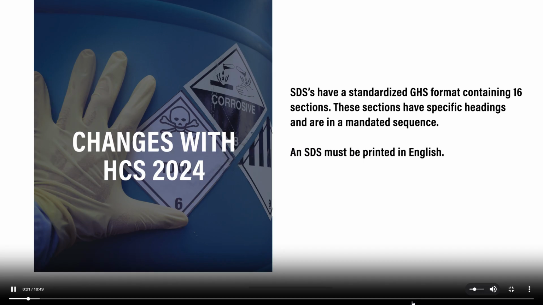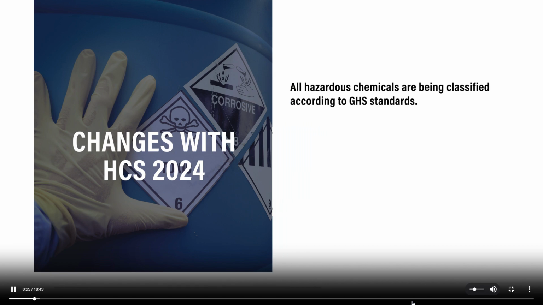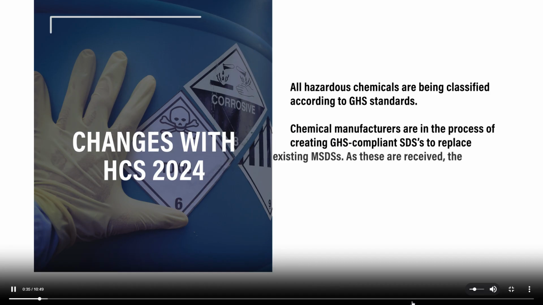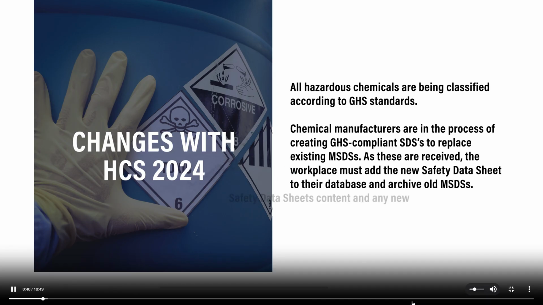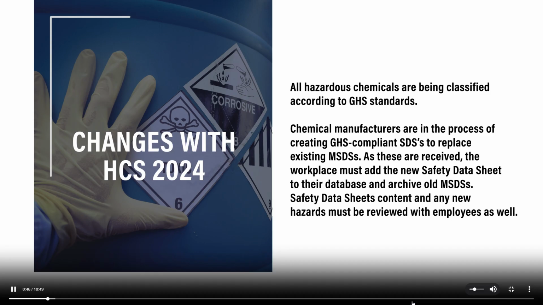An SDS must be printed in English. All SDSs must be readily available. All hazardous chemicals are being classified according to GHS standards. Chemical manufacturers are in the process of creating GHS-compliant SDSs to replace existing MSDSs. As these are received, the workplace must add the new safety data sheet to their database and archive old MSDSs.